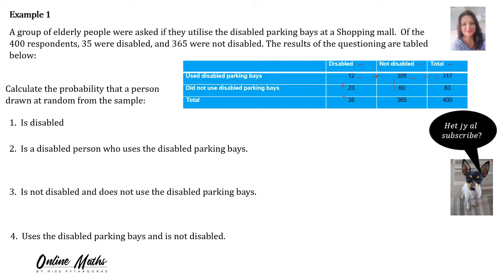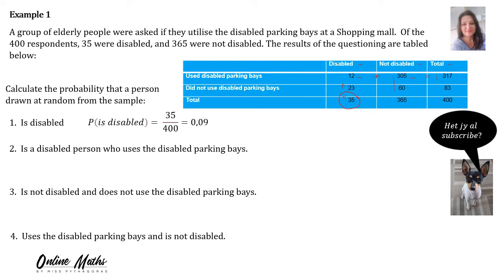Let's look at the questions. Calculate the probability that a person drawn at random from the sample space is disabled. So what you do is you go to the person that will be disabled. The total there is 35 out of the 400, which is 0.09.